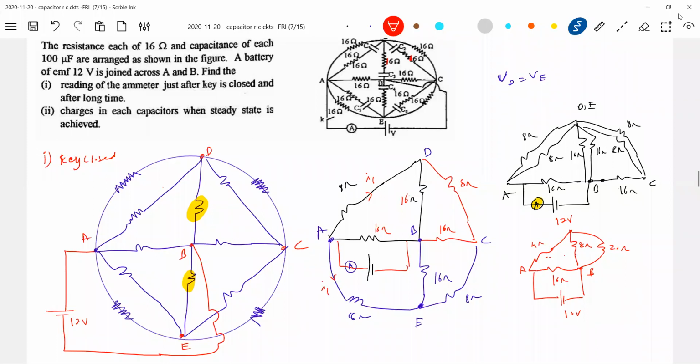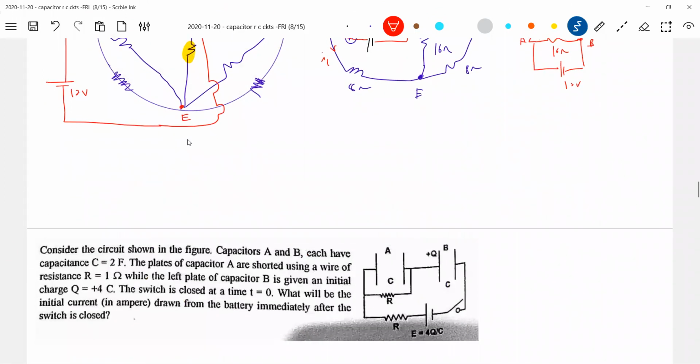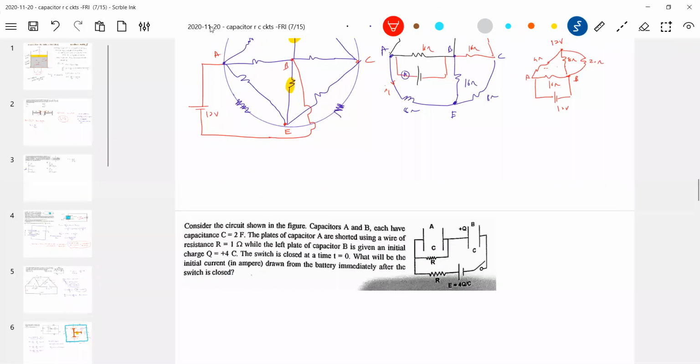Key is closed. Just after key is closed here. After long time, I think it's very easy, no? Where all capacitors, you have to put it as open circuit. I'll go for the next part. Oh, no, please. Somebody gave answer. 2.5, yeah? Okay, 2.5 ampere. Yeah, fine.